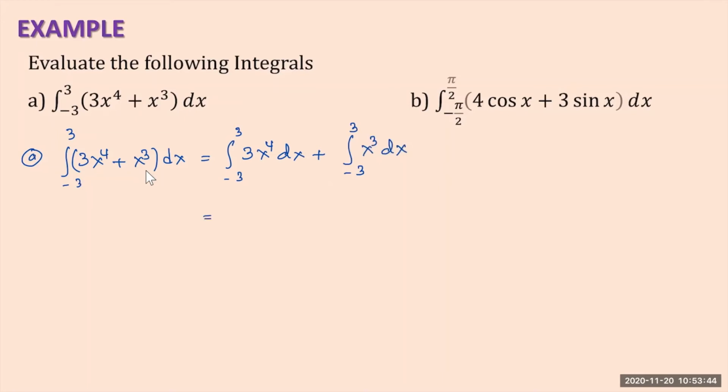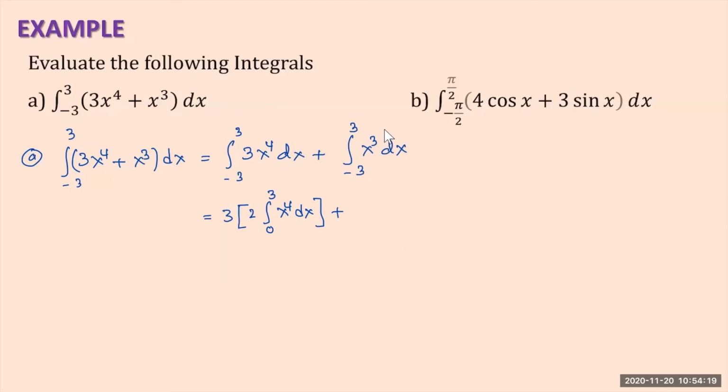Now in the first integral, 3 is a constant multiple. We can take that out. And then we are integrating x to the 4, which is an even function from -3 up to 3. So integration of an even function from -a up to a is 2 times the integration from 0 through a. So if we use that property, it will be 2 times the integration from 0 through 3 of x raised to 4 dx. Then plus this one, integration from -3 up to 3 of x cubed.